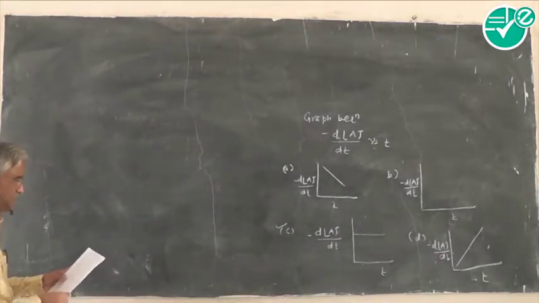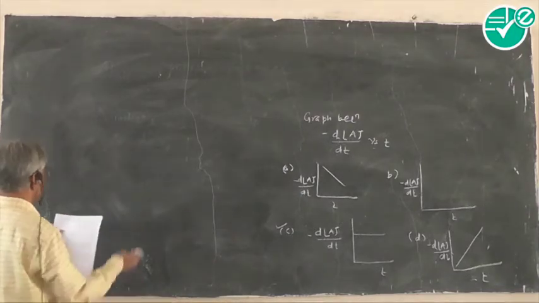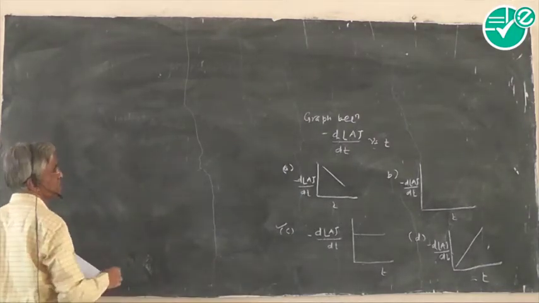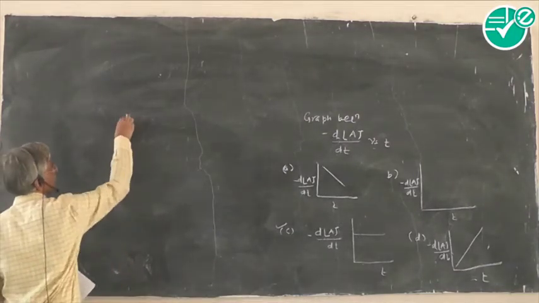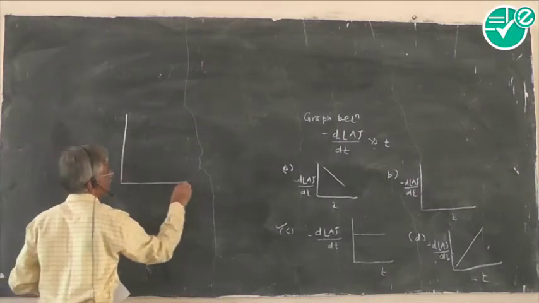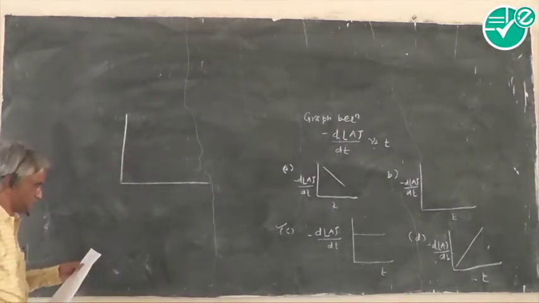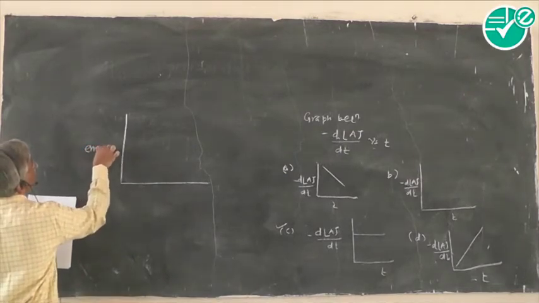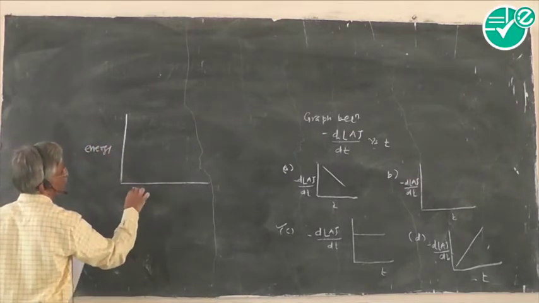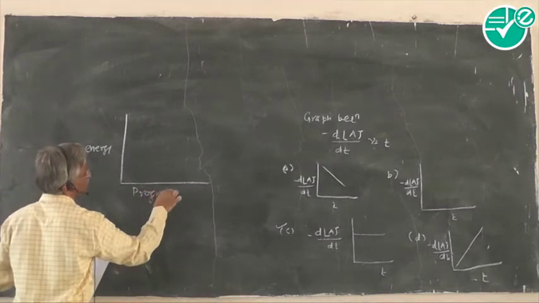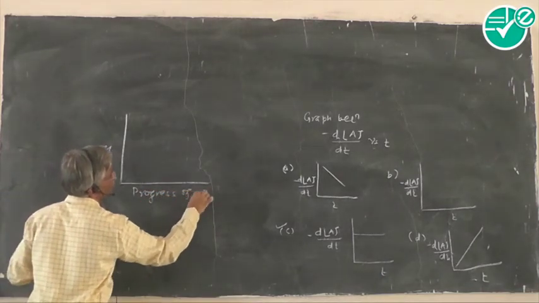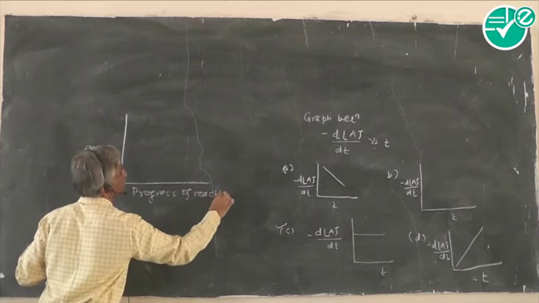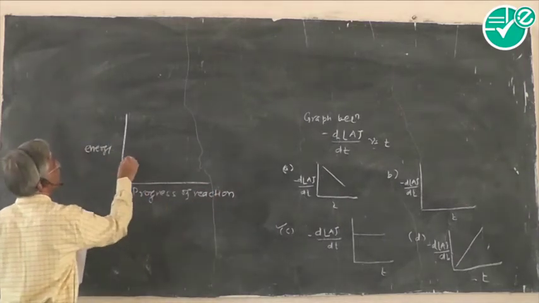One simple example has also been asked once about the catalyst and activation energy. They have given a graph. The objective says the graph of energy and progress of the reaction. This simple one, progress of reaction, and the graph is like this.